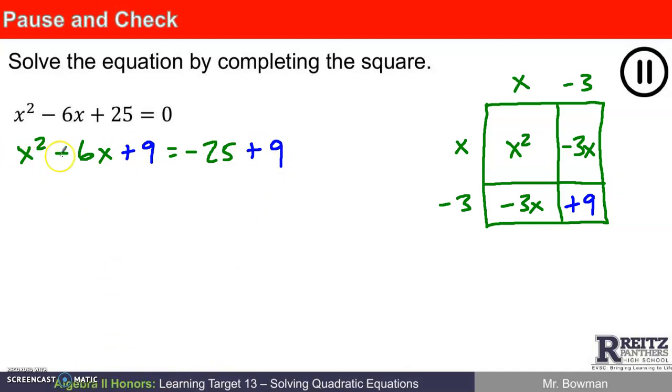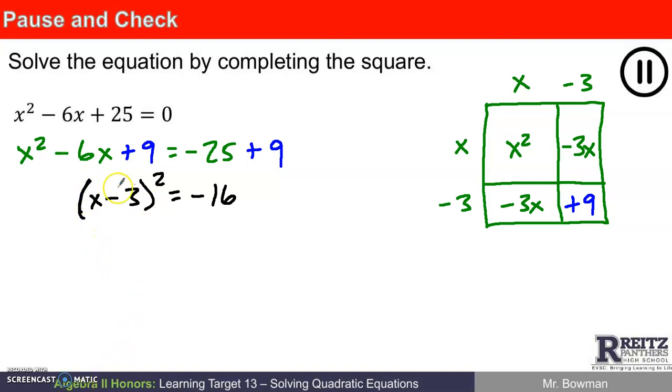So what do we have? Well, on the right side, negative 25 plus 9 is negative 16. And then I know that the left side, I can write x squared minus 6x plus 9 as x minus 3 times itself, x minus 3 squared. There we go.